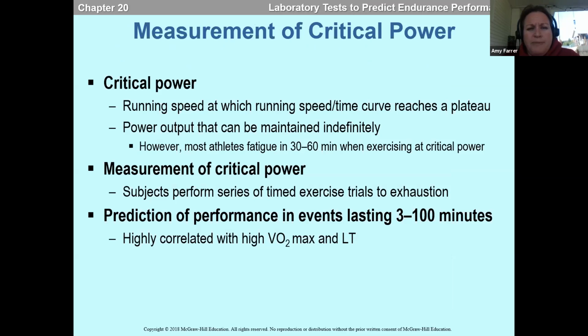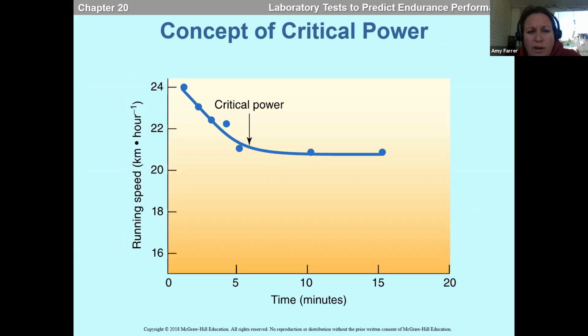Critical power, we talked about that: the running speed at which the speed-time curve reaches a plateau. So we're looking at what power output can be maintained basically indefinitely. We know we're going to fatigue between 30 and 60 minutes when exercising at critical power, but you're looking at where you can go and just maintain. We can measure it based on a series of timed exercises, or trials to exhaustion. It's a very good indicator of performance in events lasting anywhere from 3 to 100 minutes, and is highly correlated to high VO2 max and a higher lactate threshold. So again, what is the speed that you can basically maintain forever? That is going to be our critical power.